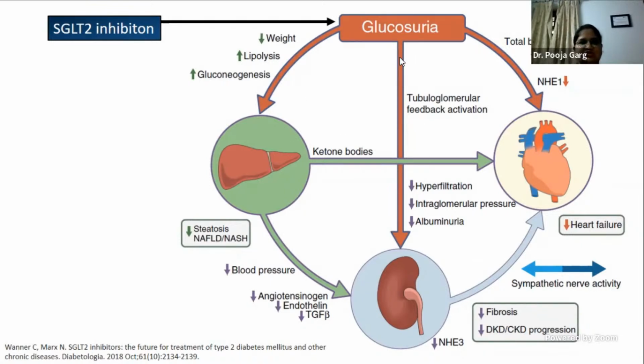This SGLT2 inhibition basically provides advantages at the level of the liver, heart, kidney, so everything, thereby proving it to be the best agent in patients who are at risk of heart failure, at risk of kidney disease, at risk of non-alcoholic fatty liver disease, who are obese. So all these actions lead to advantages in our diabetic patients.